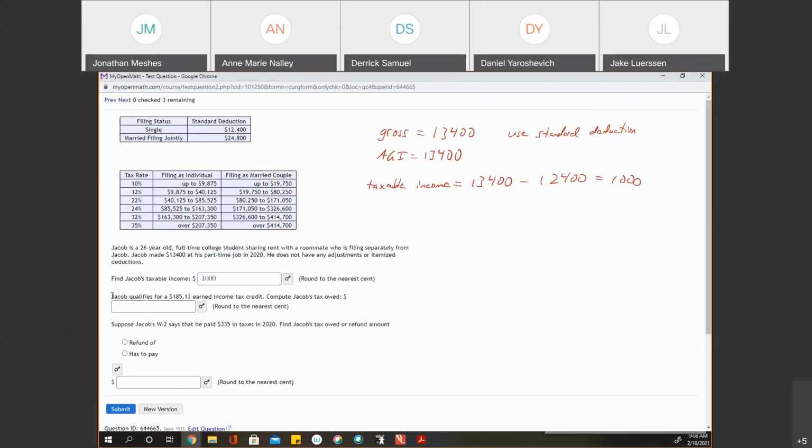So it's letting us know Jacob qualifies for an earned income tax credit, so he's going to get a tax credit. And then we want to compute how much tax he owes. The credit we apply after we compute the taxes. So first we're going to do the taxes. If I look at his taxable income, $1,000, that falls in this 10% tax bracket. For an individual, up to $9,875 of taxable income is in that 10% bracket. It doesn't matter that his gross income was higher, you're only taxed on your taxable income.